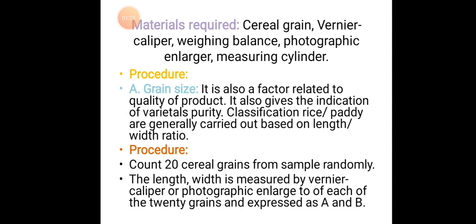Procedure A. Grain size. It is also a factor related to quality of product. It also gives the indication of varietal purity. Classification of rice or paddy is generally carried out based on length width ratio. Procedure: count 20 cereal grains from the sample randomly. The length and width of each of the 20 grains are measured by vernier caliper on a photographic enlarger and expressed as A and B.